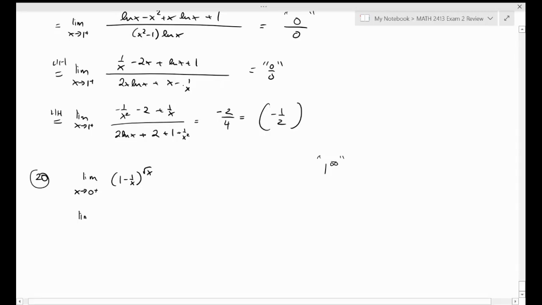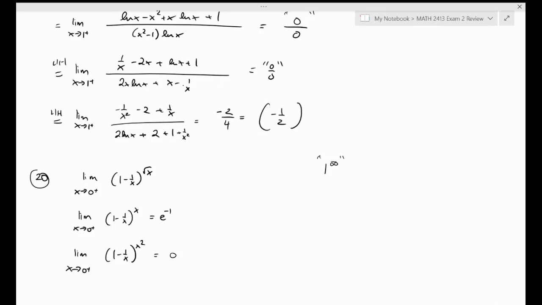I forget what these are. If somebody can guess what these are, or order them from smallest to largest, that would be quite a feat. That'd be kind of cool. Now I'm just going to do one of these, but I believe this is going to go to 0. This is going to go to e to the -1. I don't know what this is going to go to, but probably 1.